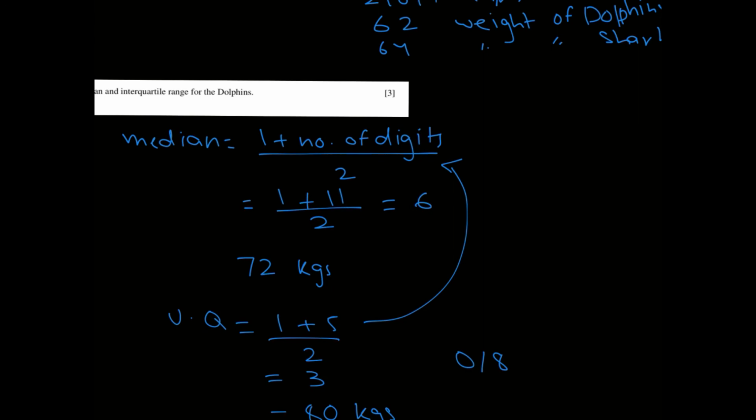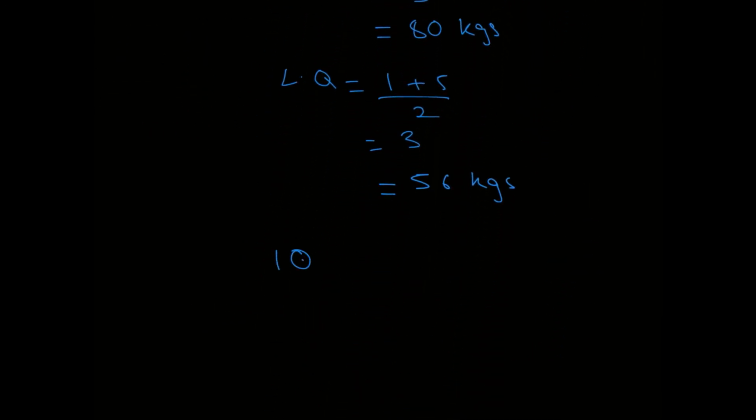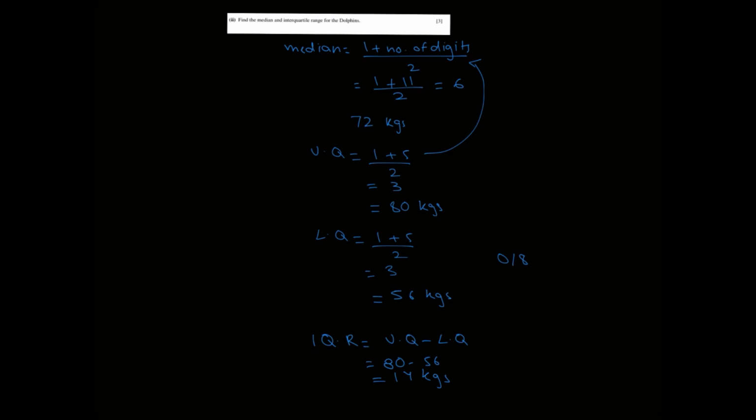And since this question asks us for the interquartile range, the interquartile range is upper quartile minus lower quartile. So it's 80 minus 56, which is 24 kgs. So that's all you need to know for stem and leaf diagrams.